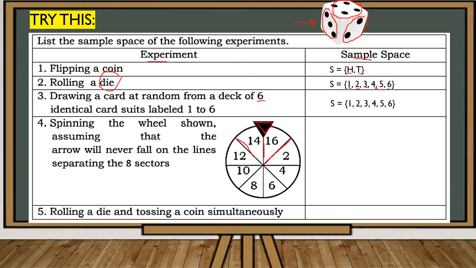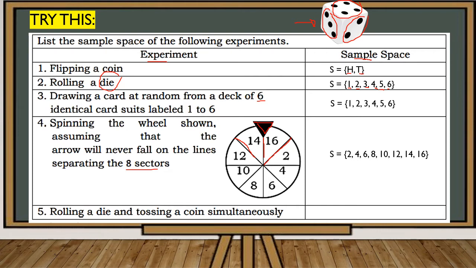Now what are the possible outcomes when you spin the wheel? Anong pwede matupan sa arrow? Example, nag-spin ka wheel. Anong pwede mo makuha when you spin the wheel? What are the possible outcomes? So the possible outcomes, it's either you will get 2, 4, 6, 8, 10, 12, 14, 16. So we have how many possible outcomes? We only have 8 because there are only 8 sectors in the wheel.